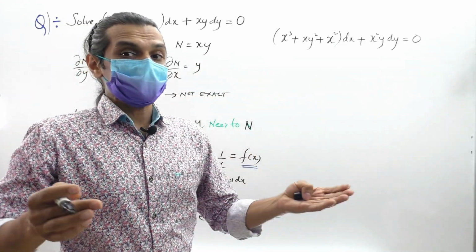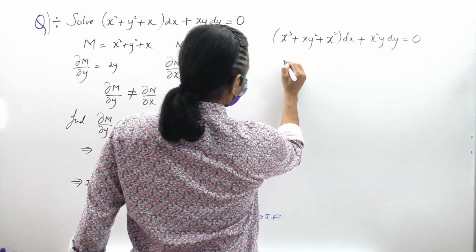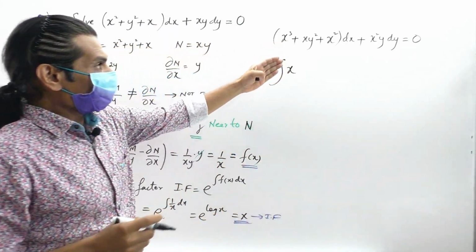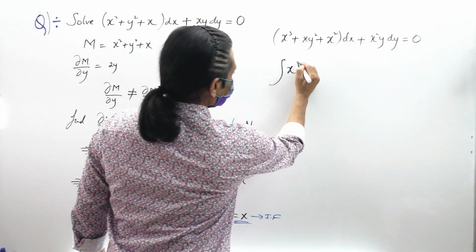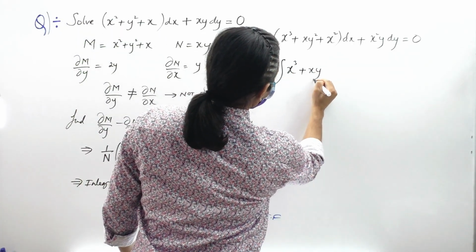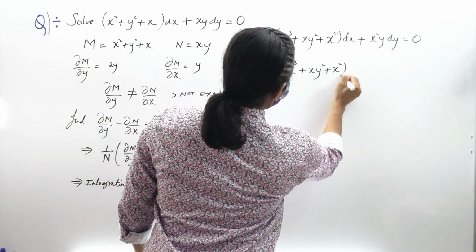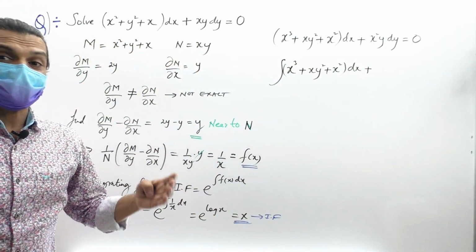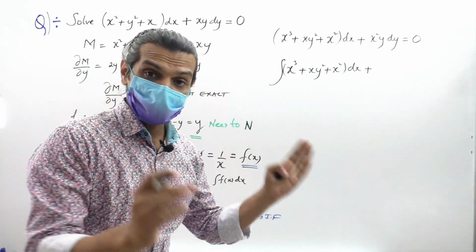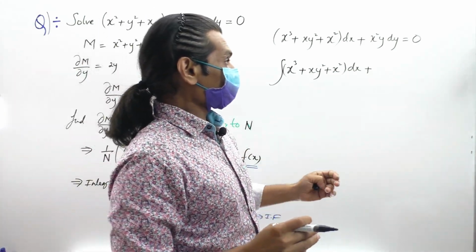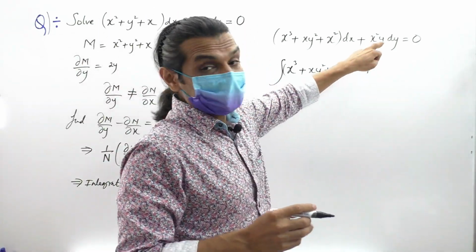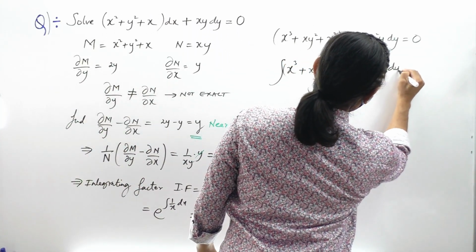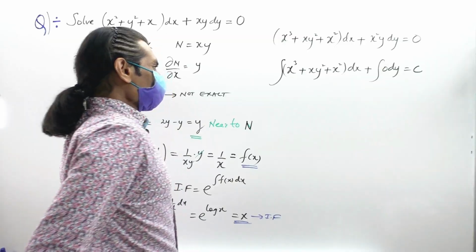M dx plus n only y dy is equal to c. So, the solution is m with respect to all the terms, x cube plus xy square plus x square dx, plus n containing only the y terms, independent y terms or constants. There are no independent y terms or constants here. So, we will take 0 dy is equal to c. Now, let us integrate this.